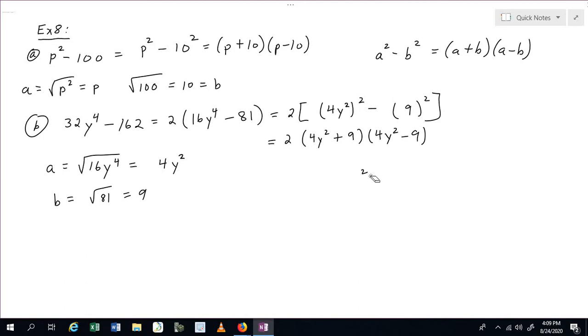But we're not done factoring this. This doesn't factor because this is the sum of squares, but this is still the difference of squares. Okay, so now in this case, let's see what A is. The square root of 4y squared would be 2y, and then the square root of 9 is equal to 3.